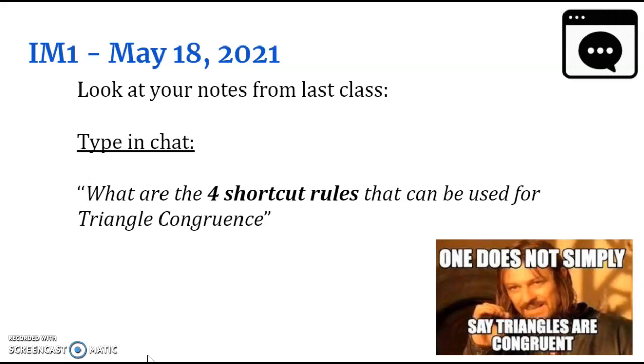So I want you to start by looking at your notes from last class. Type in chat, what are the 4 shortcut rules that can be used for triangle congruence? We learned 4 of them. Can you name them all? Okay, in private chat, please try to name 4 shortcut rules.